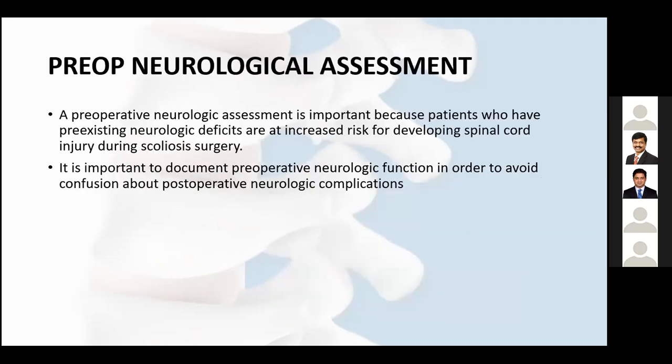Any other neurological assessment? The respiratory system and cardiovascular system should definitely be examined, while pre-op neurological assessment is also very important, because patients with pre-existing neurological deficits are at increased risk of developing spinal cord injury during scoliosis surgery. So it is very important to document the preoperative neurological function in order to avoid confusion about postoperative neurological complications.